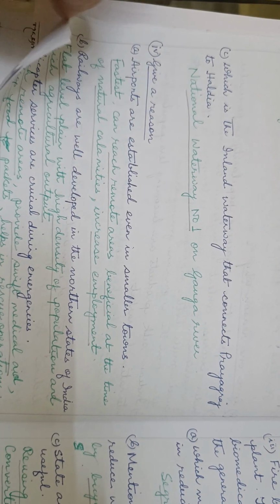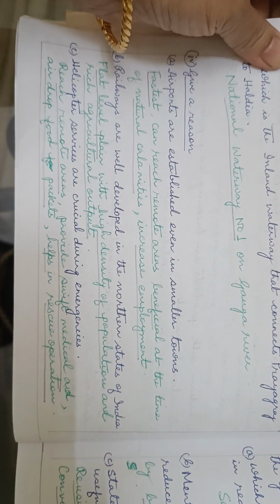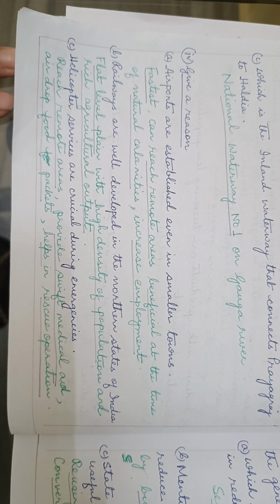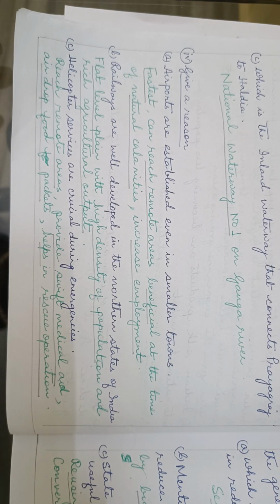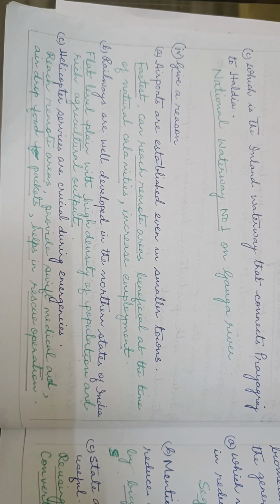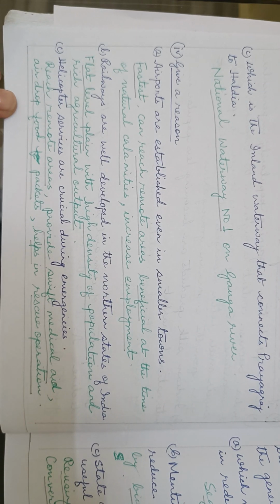Roman number 4, there are 3 give reasons. First one, airports are established even in smaller towns because they are fastest, can reach remote areas, beneficial at the time of natural calamities, and increase employment. Railways, next give reason.